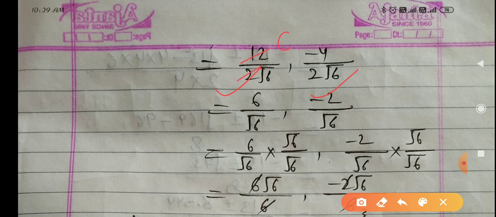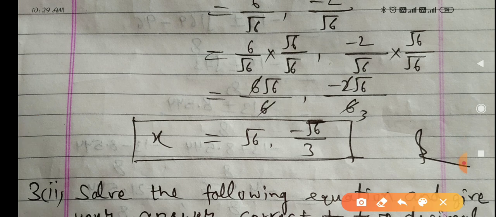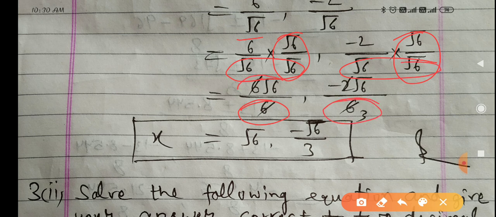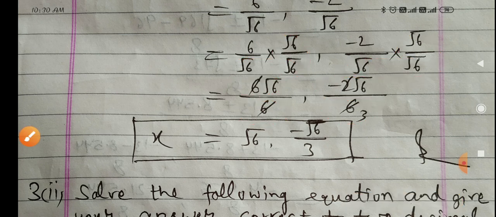By 2 you can divide: 2 sixes are 12, so 6 upon root 6. By 2 you can divide: 2 twos are 4, so minus 2 upon root 6. Now you rationalize. In the denominator root 6 is written, so you multiply by root 6 in the numerator and denominator in both the roots. Root 6 multiplied by root 6 will become 6. In the numerator, 6 root 6 in the first root, and in the second root minus 2 root 6. So by simplifying you are getting root 6 and minus root 6 upon 3. So these are the two roots of the given quadratic equation.